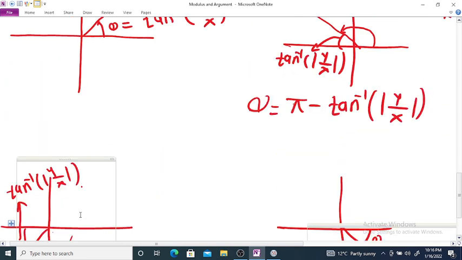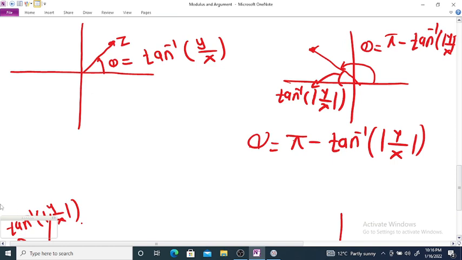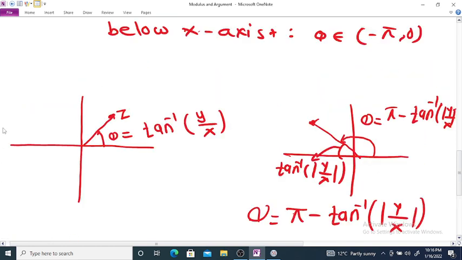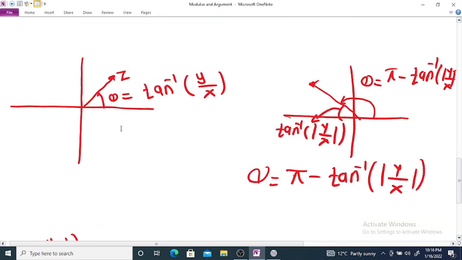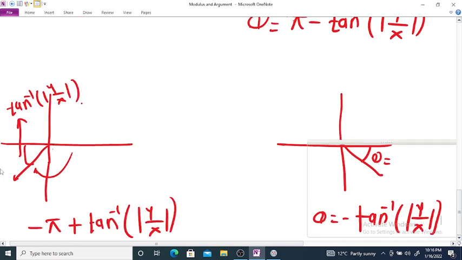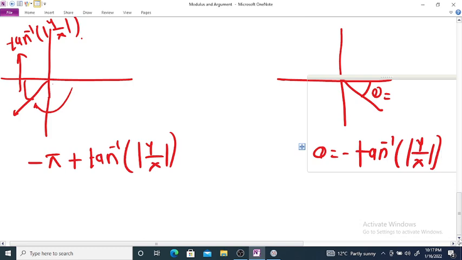Okay, so this is all about the complex number. The principal argument of the complex number can be calculated by using the location of the complex number. If it lies in the first quadrant, then it is only tan inverse y by x. If it lies in the second quadrant, then theta is equal to pi minus tan inverse mod y by x. If it lies in the third quadrant, then it is minus pi plus tan inverse of mod y by x. And if it is in the fourth quadrant, then theta is equal to minus pi plus tan inverse of mod of y by x.